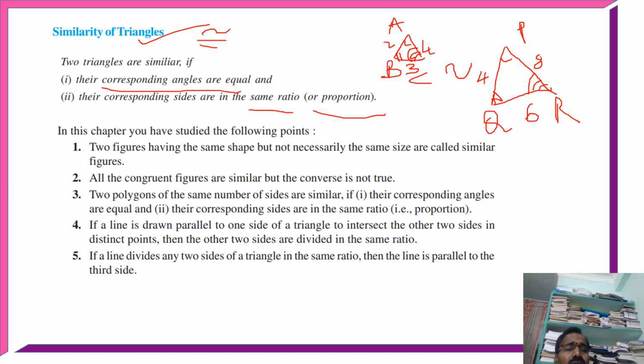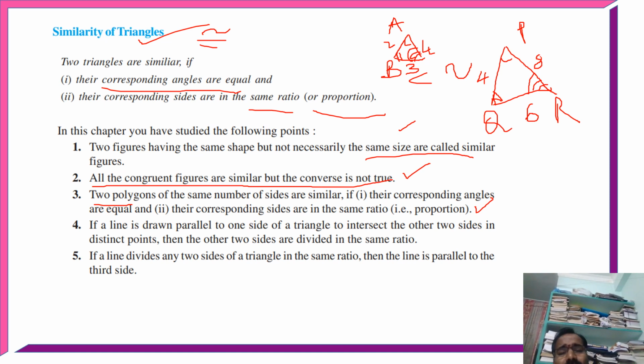Two figures having the same shape but not necessarily the same size are called similar figures. If the size is also the same, they are congruent. All congruent figures are similar but the converse is not true. Congruent figures are similar, but similar figures need not be congruent. Two polygons with the same number of sides are similar if their corresponding angles are equal and corresponding sides are in the same ratio. Any two polygons, whether square, triangle, pentagon, hexagon, whatever, should follow this.